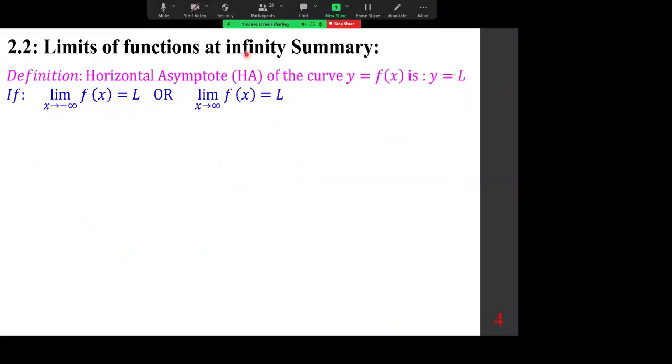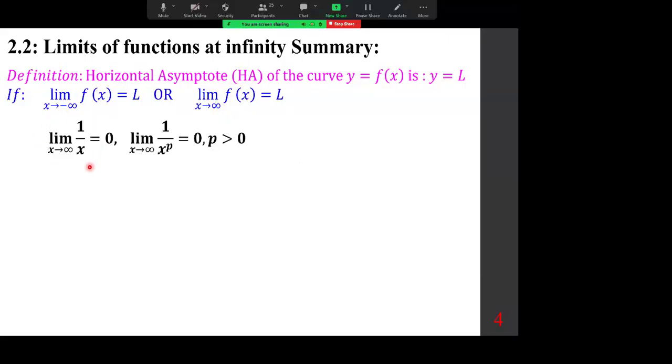2.2, limits of functions at infinity. And here's the summary definition. A horizontal asymptote, HA for short, of the curve y equals f of x is y equals L, where the limit of f of x as x approaches negative infinity is L, or the limit of f of x as x approaches infinity is L. This is the concept known as the end behavior of a function.